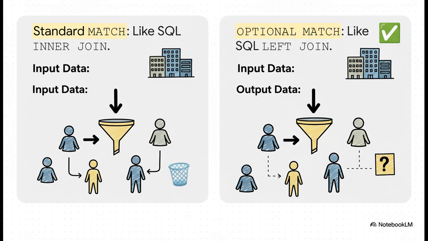Now, if you come from an SQL background, this slide is going to make things click instantly. A standard match in Cypher is basically like an inner join. If any piece of the pattern you're looking for is missing, that whole row just gets thrown out. But optional match, that's your left join. It always keeps your main data and just fills in any missing bits with null.